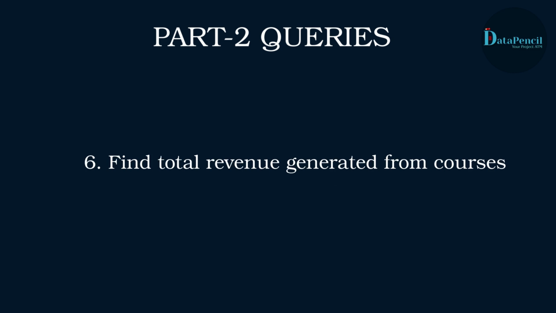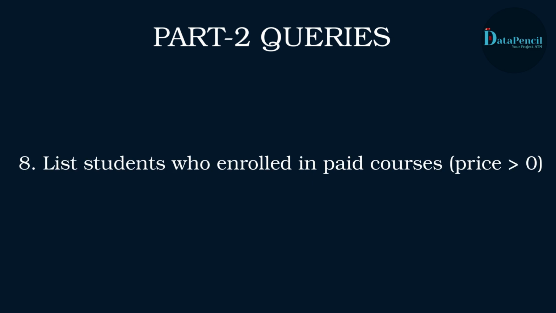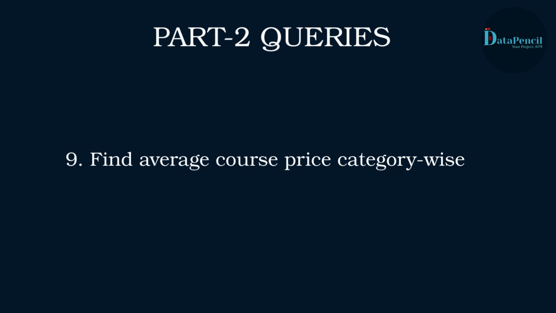Query 6. Find total revenue generated from courses. Query 7. Show total amount spent by each student. Query 8. List students who enrolled in paid courses. It means price should be greater than 0. Query 9. Find average course price category wise.